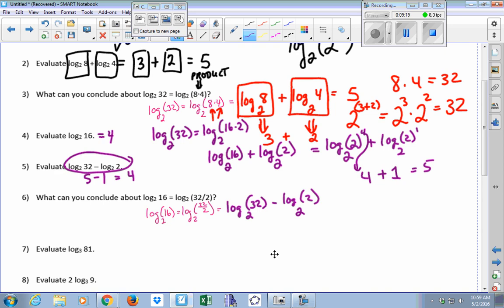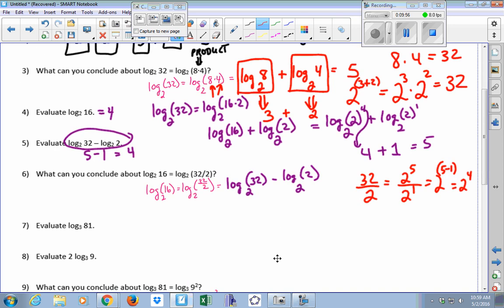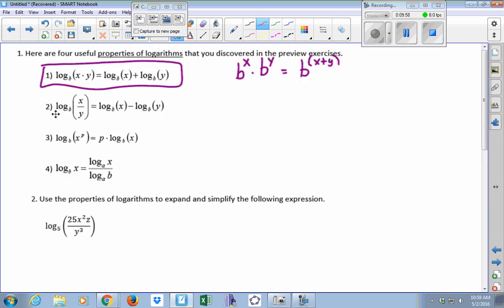And again, if we try to make a relationship back to our exponent properties, our exponent properties for this particular problem would look like this. Well, 32 divided by 2 is 2 to the 5th and 2 to the 1st. And when we divide exponentials with the same base, what do we do to the exponents? Subtract them, absolutely. And that's why we subtracted the logs. Logs are just exponents. I know, it's a really fancy, crazy, confusing way to write them, but that's what we have. So that's our second exponent property on this next page.